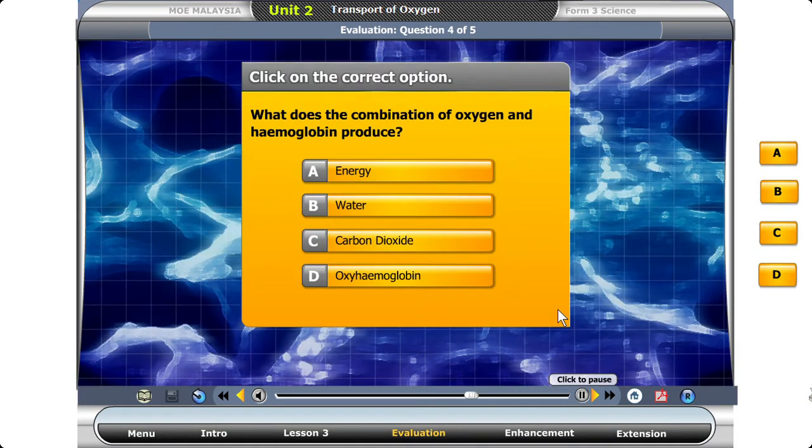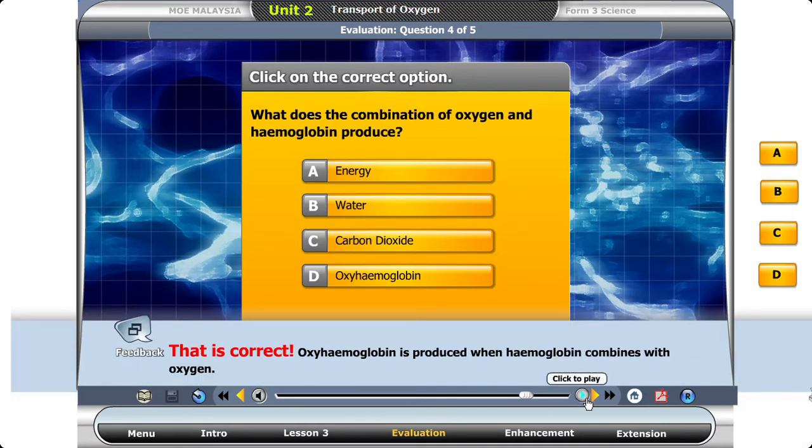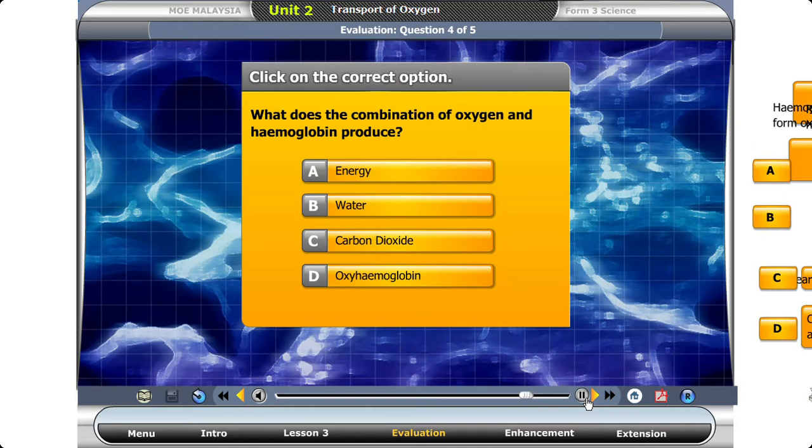Click on the correct option. What does the combination of oxygen and hemoglobin produce? Oxyhemoglobin is produced when hemoglobin combines with oxygen.